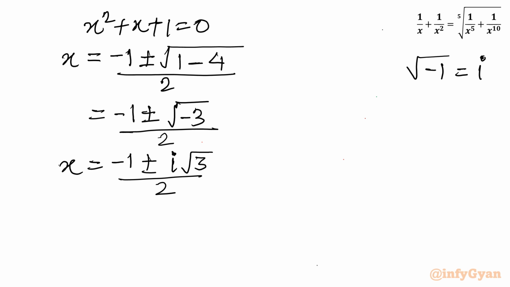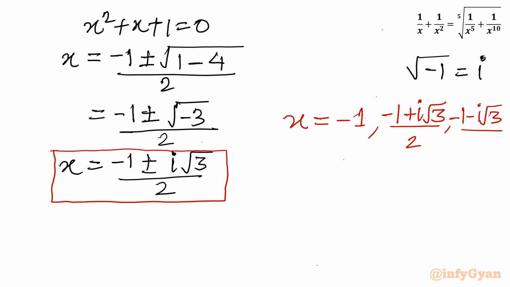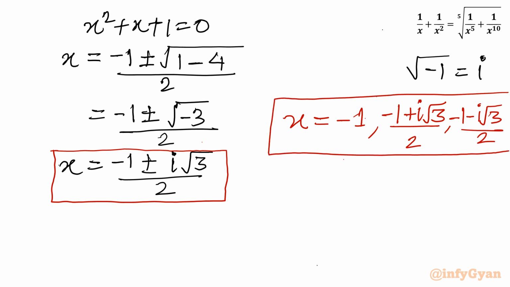One solution which we calculated, that was our base solution, x equal to negative 1. So let me write our complete solution set. x is equal to negative 1, minus 1 plus i root 3 over 2, and minus 1 minus i root 3 over 2. Two are imaginary, one is real. And x equal to 0 is not going to be a solution of this equation as it was in the denominator.